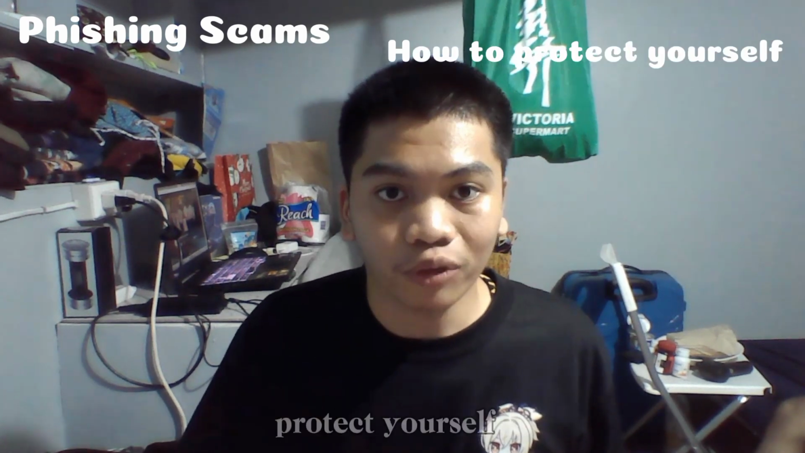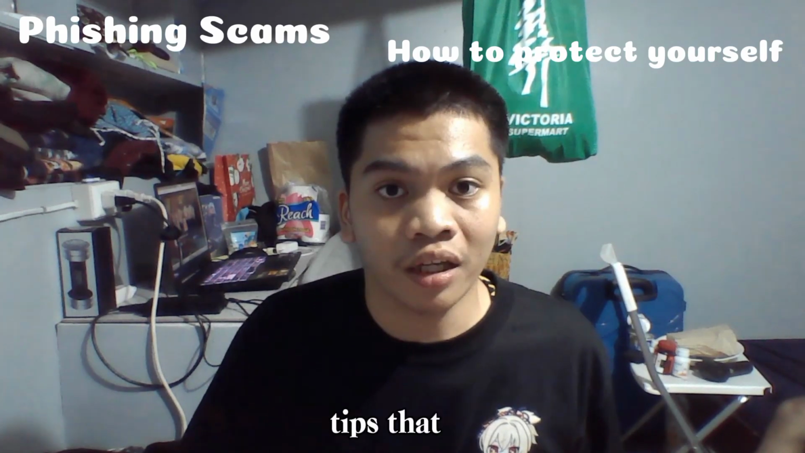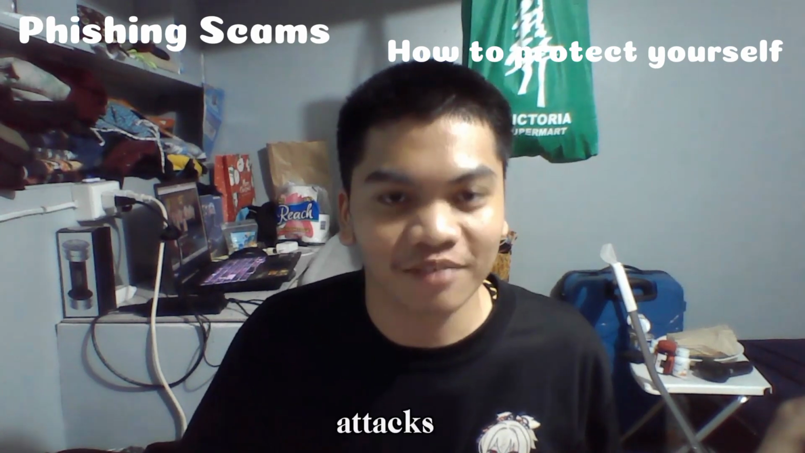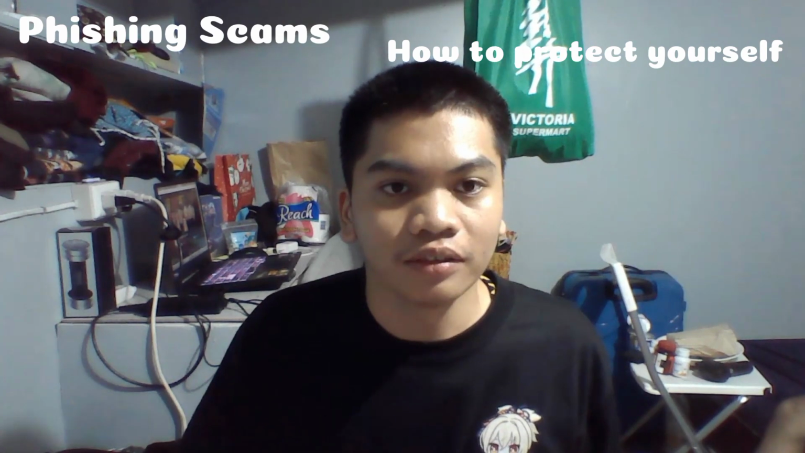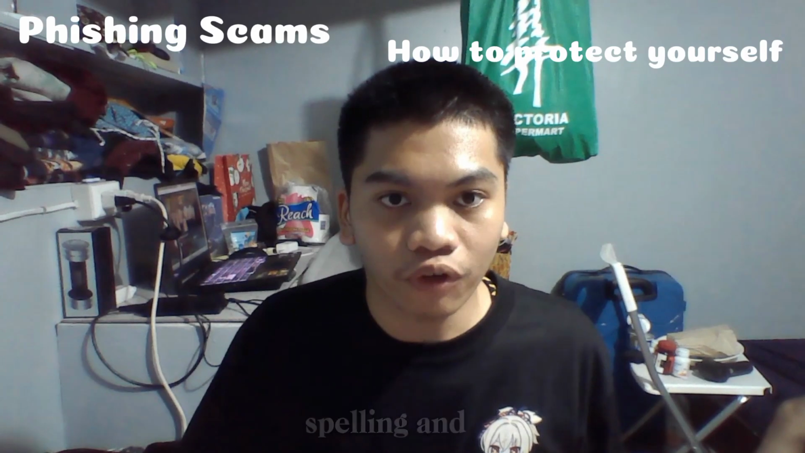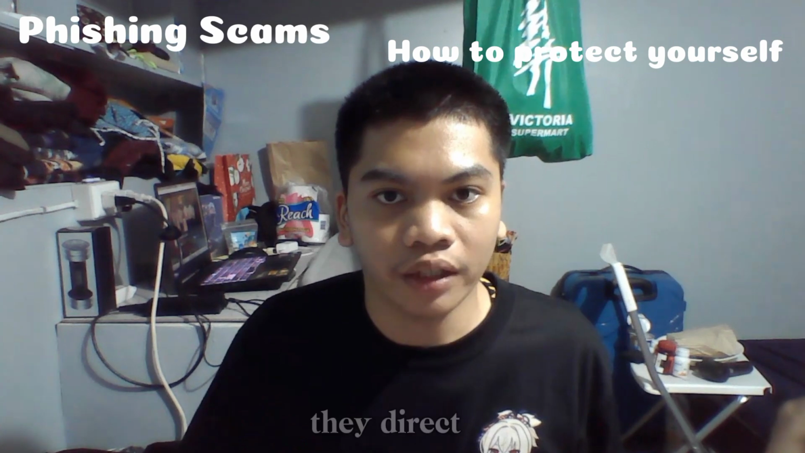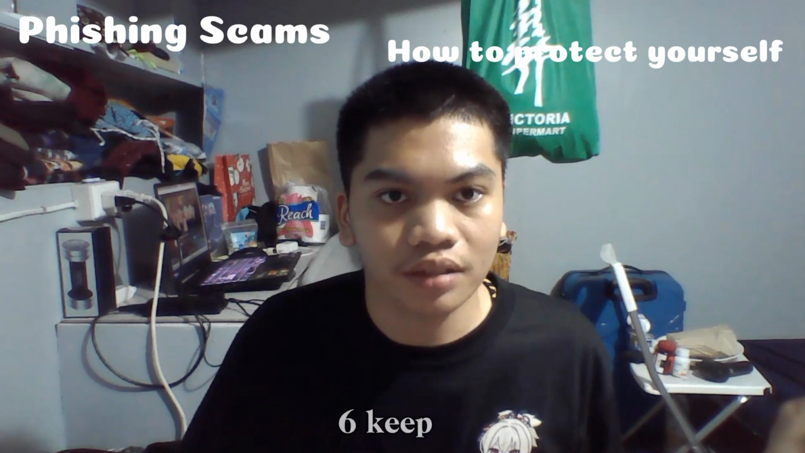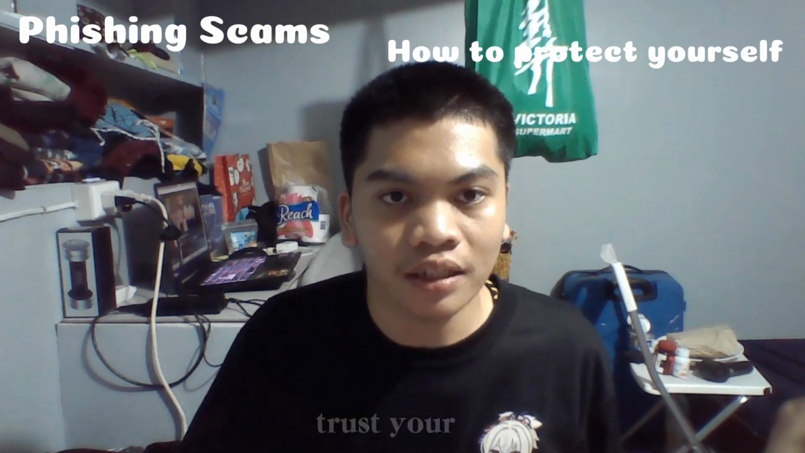Next is how to protect yourself from phishing attacks. So, what are the tips that can help you protect yourself from phishing attacks? One, be cautious of messages that ask for personal information. Two, check the sender's email address carefully. Three, look for spelling and grammar mistakes in the message. Four, hover over links to see where they direct. Five, use two-factor authentication. Six, keep your software up to date. Seven, use antivirus software. And lastly, trust your instinct.